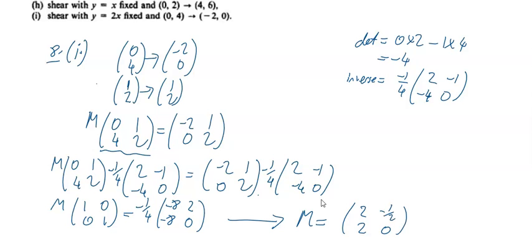So you could write it as that, or you could, if you wanted, take a half outside and leave it as (4, -1; 4, 0). I don't know which one they have given in their answer, but both are right.